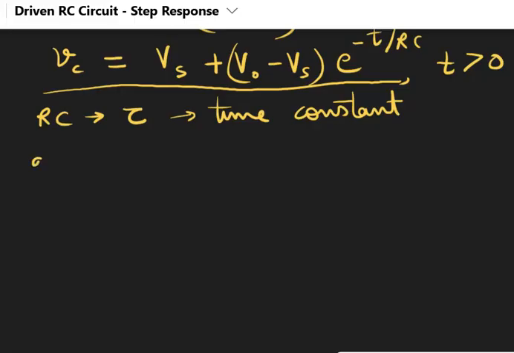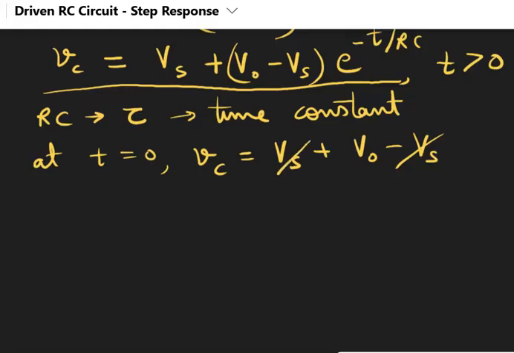If you see, at t equals 0 in this equation, this exponential term becomes 1 and Vc equals Vs plus V0 minus Vs, that is, the voltage across the capacitor is the initial voltage across the capacitor, right? And then it varies exponentially, and then it will reach Vs.